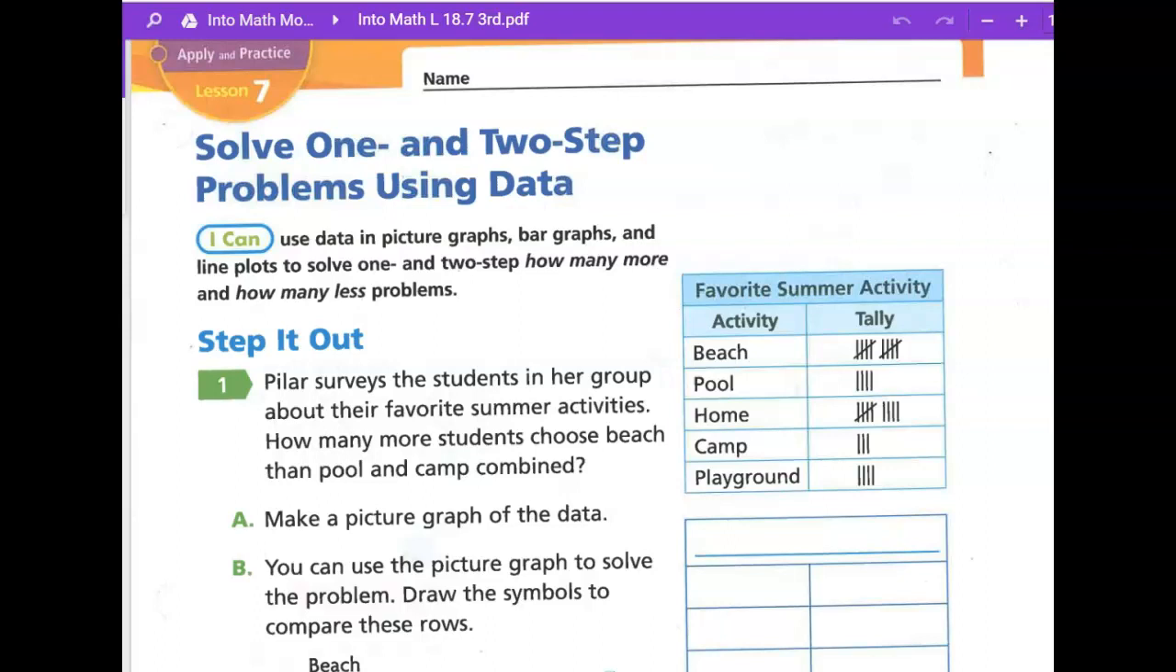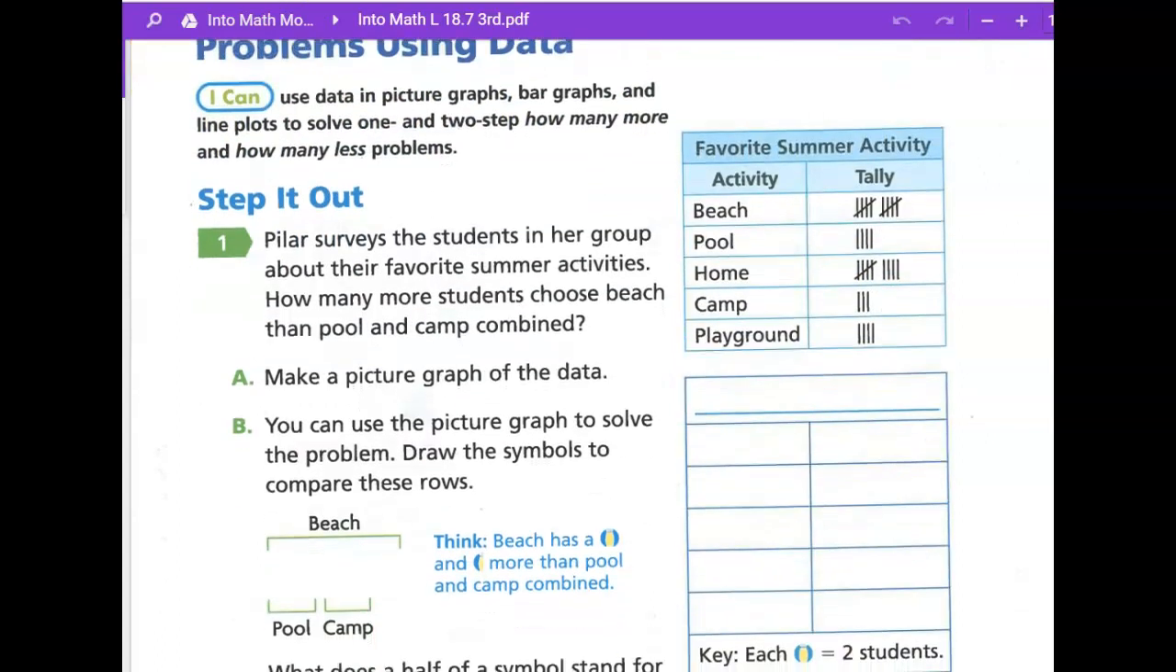So what are we going to have to do first? Add them. Add, what two things are we going to add? Pool and camp. And somebody said 4 plus 3. Well, pool is 4 and camp is 3. Okay. Let's go through our steps. Make a picture graph of the data.